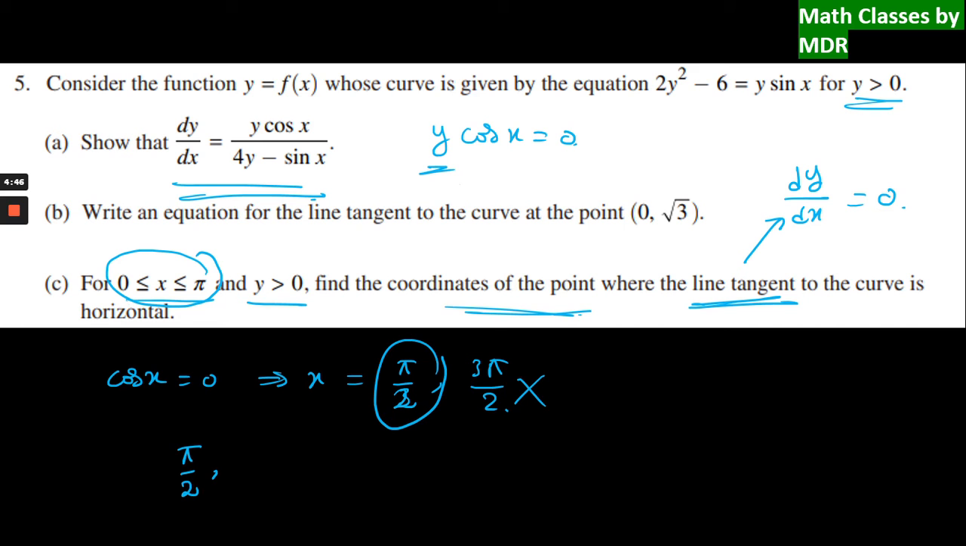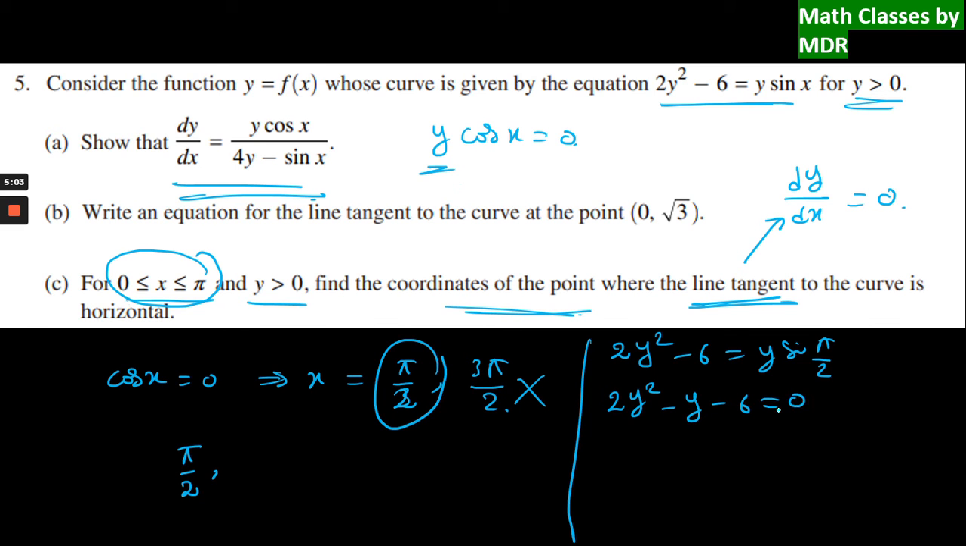So to find out the y, let us substitute this x value in the given equation. That is 2y square minus 6y sin pi by 2, which is 2y square minus y minus 6 equal to 0, right? So this can be written as (2y plus 3) into (y minus 2) equal to 0. So y should be equal to 2 or it must be equal to minus 3 by 2, right?